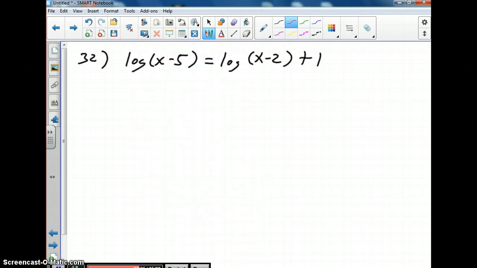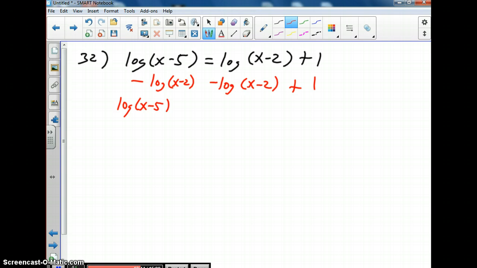Okay, so on this one, here's the thing. The logs aren't together yet, right? So what I'm going to do is subtract the log of x minus 2 over here, the log of x minus 2, like this, right? So I'm going to get log of x minus 5 minus log of x minus 2, and that's going to equal 1.